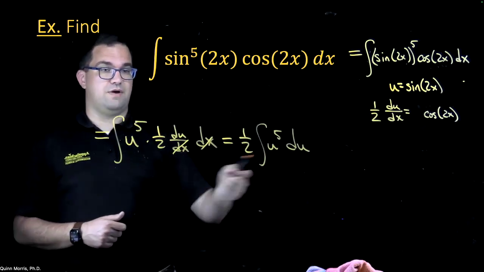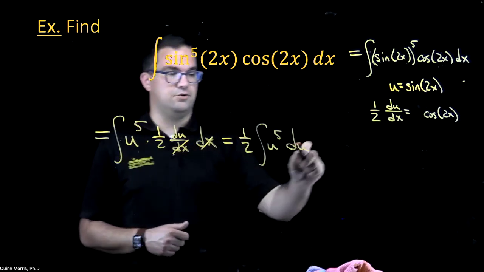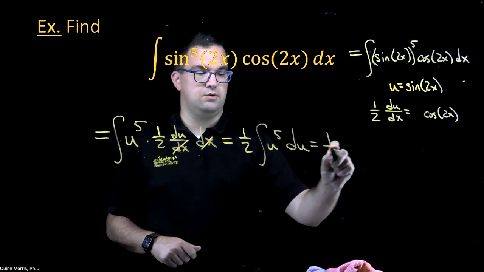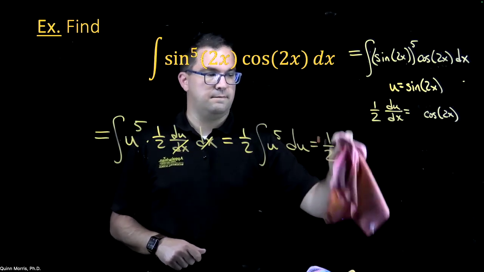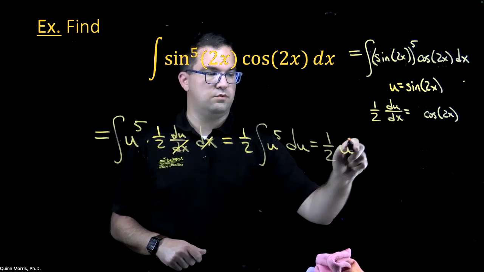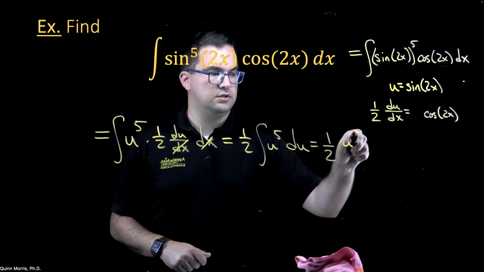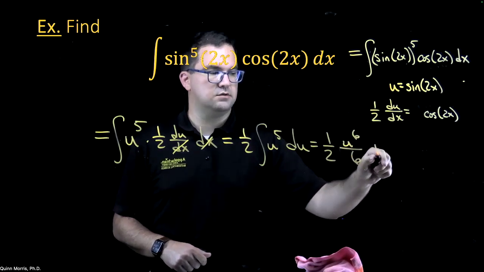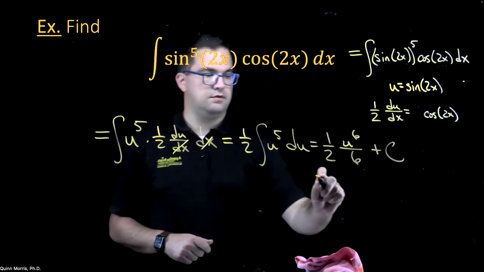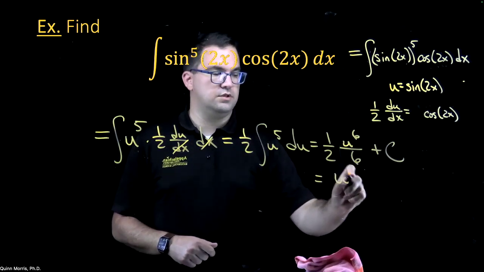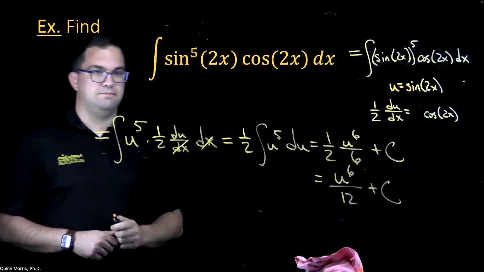So if I want to find the antiderivative of u to the 5th, I'm going to increase the power by 1 and divide by the new power. So that's going to be 1/2 times u to the 6th over 6 plus some constant c, or u to the 6th over 12 plus c.